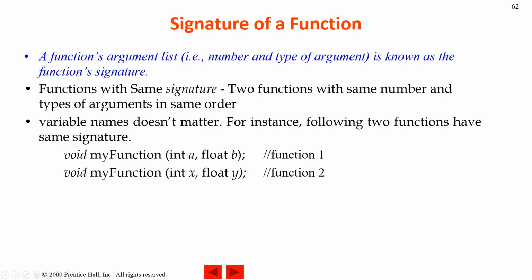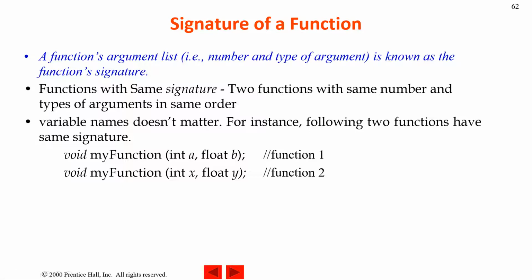वेरिएबल का नाम, as we said in the previous slide, it does not matter. So for instance, the following two functions have the same signature. So this is my function, my function. The first one is int, the second one is float. Here again we have int and float, even though this is a, x and b, y. So the name of the variable does not matter.